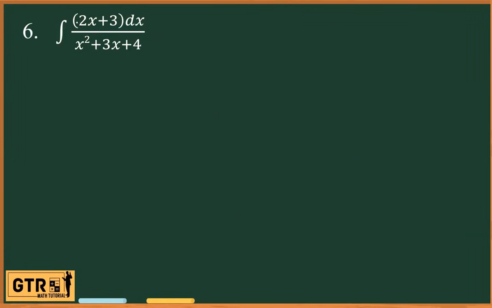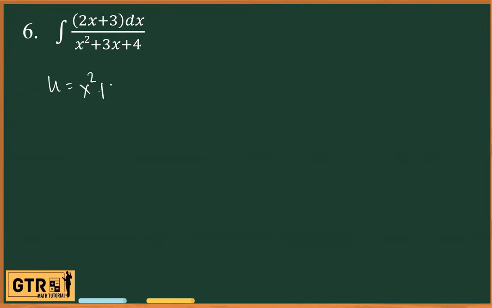Number 6. We have the integral of 2x plus 3 dx over x squared plus 3x plus 4. We don't have an exponent here, so what are we going to do? We cannot divide, because the degree of the numerator is less than the degree of the denominator. So let's try u as the denominator, because its degree is 1 greater, and remember that when we get the derivative, the degree is 1 less.